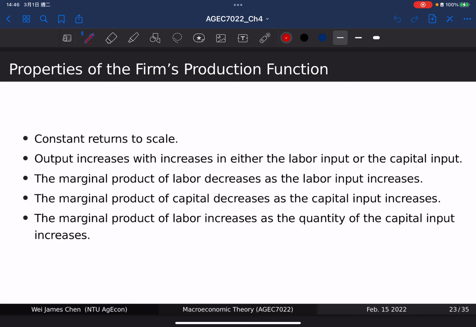Can someone find me some new batteries for this? Any questions about this? No?